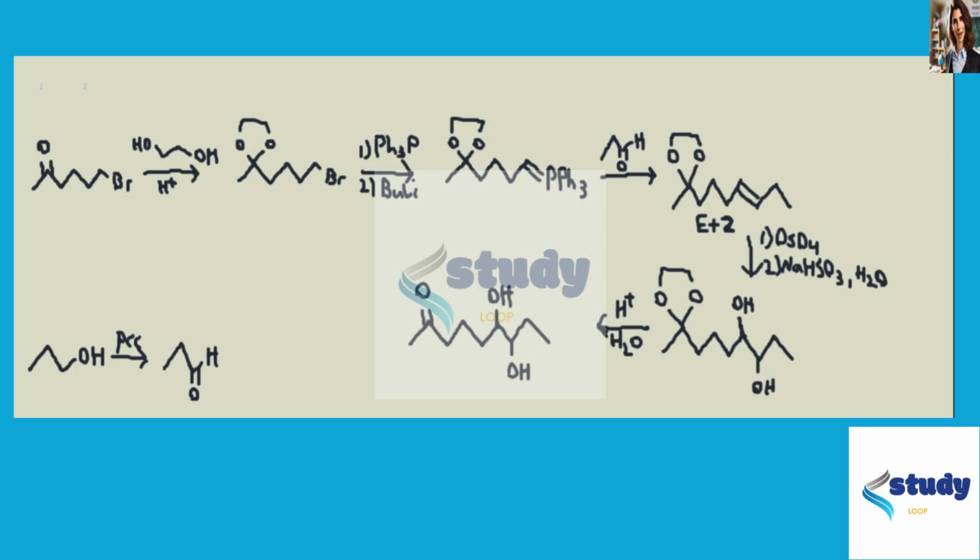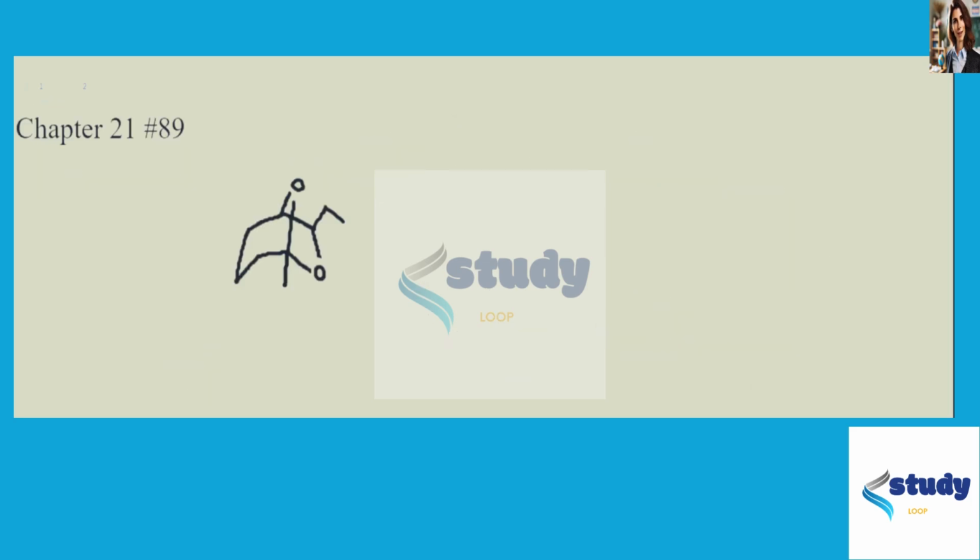So once again, it's protection of the ketone, turning this bromide into a Wittig reagent, reacting that Wittig reagent with propionaldehyde to get the length of carbon chain that we need and to get our alkene in the proper place, that we can then do a dihydroxylation and install those two alcohols. And then we just need to deprotect our ketone. And that's it. Okay. And then once again, here on the first page, this is the structure of Brevicomin. And that's the answer to chapter 21, problem number 89.